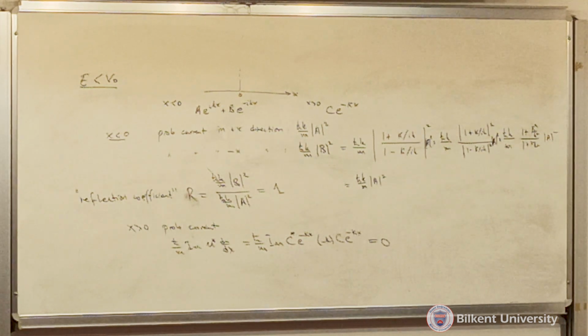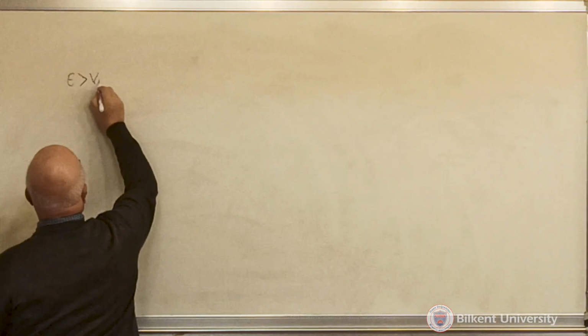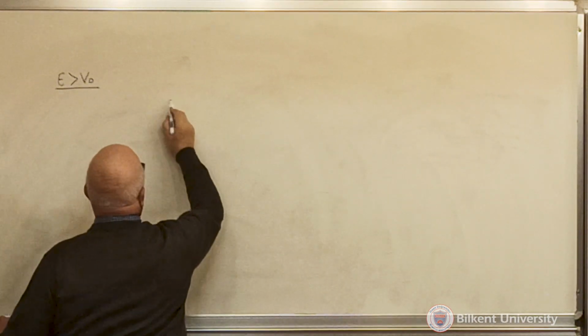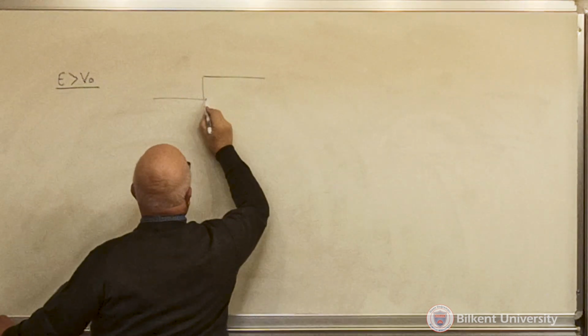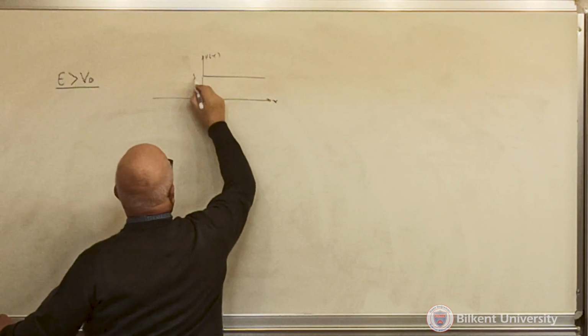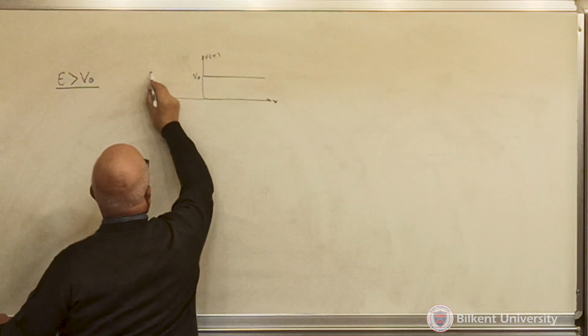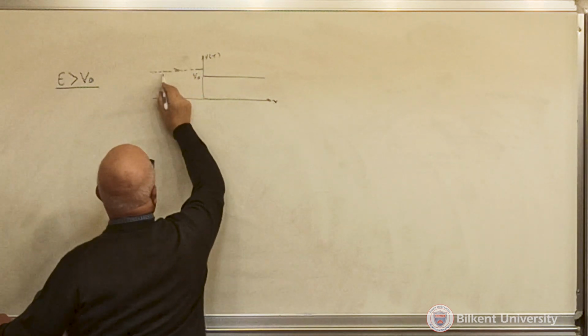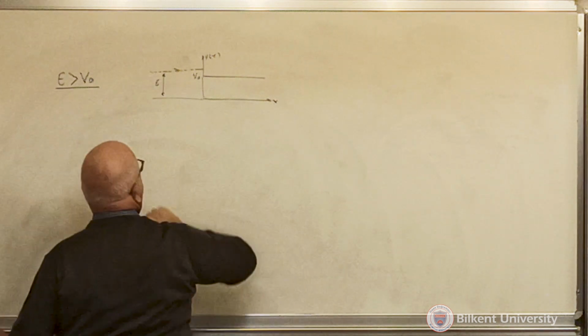Let's now look at the case when I have an energy larger than V0. Classically, in that case, all particles would go toward the right with 100% probability. Let's see what happens in quantum mechanics. So for E greater than V0, let's draw this picture again. That's my x, that's the V of x, that's my V0, and now my electrons are being shot with an energy larger than V0.